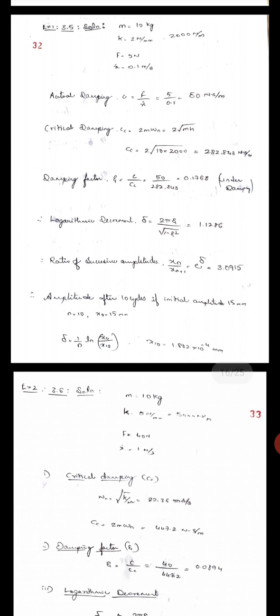So each amplitude reduces by about 3 times the previous amplitude. Now to find the amplitude after 10 cycles, if the initial amplitude was 15 mm, the number of cycles n is 10, and the initial amplitude x0 is 15. Therefore the delta formula for n number of cycles is delta equals 1 by n ln of x0 by x10. So we know delta is 1.1286. So 1.1286 equals 1 by 10 ln of 15 by x10, and x10 is 1.82 into 10 raised to minus 4 mm.